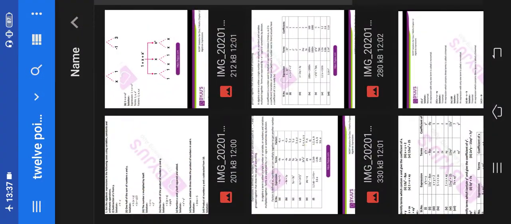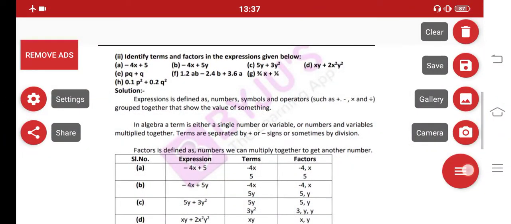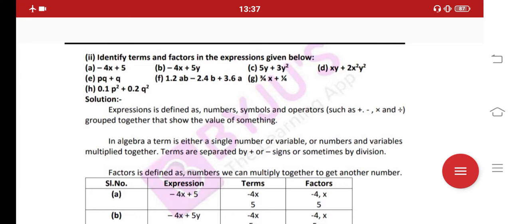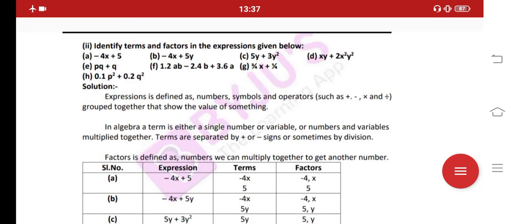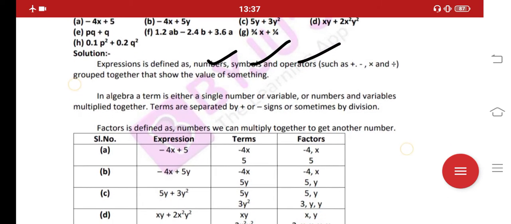Now let us see the next question. Sorry, we can say question number 2, option number 2. Okay, identify terms and factors in the expressions given below. Now we have to find out the terms and factors. Here you can read: an expression is defined as numbers, symbols and operators grouped together that show the value of something. Numbers mean constants, symbols mean x, y, z or a, b, c, and operators mean plus, minus, divide and multiply.